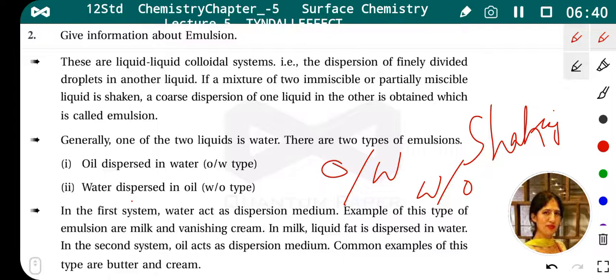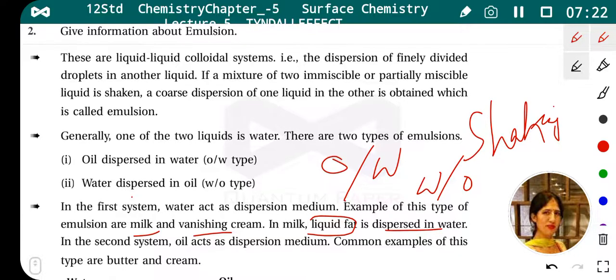In the first system, water will act as the dispersion medium, and your oil will act as the dispersed phase. Clear? An example of this type of emulsion is milk. You know that fats are present, fine. So what is that? Oil dispersed, and water is your dispersion medium. Milk and vanishing cream are also examples. In milk, fat, I have told you, liquid fat, is it clear? Dispersed in water.